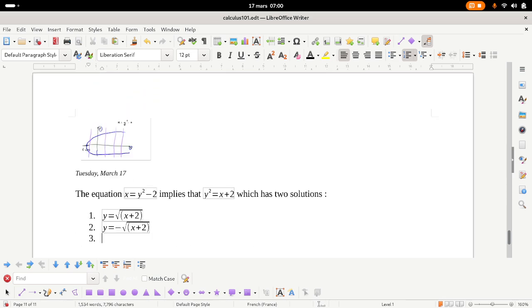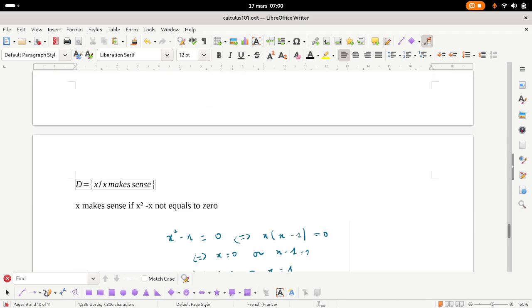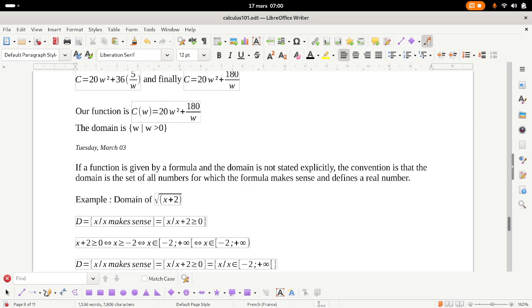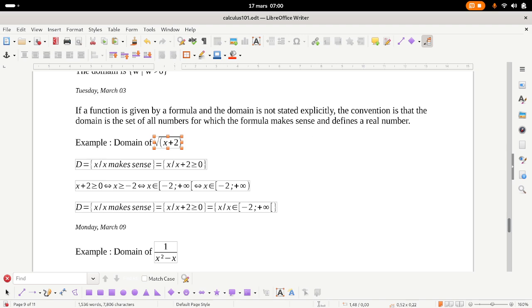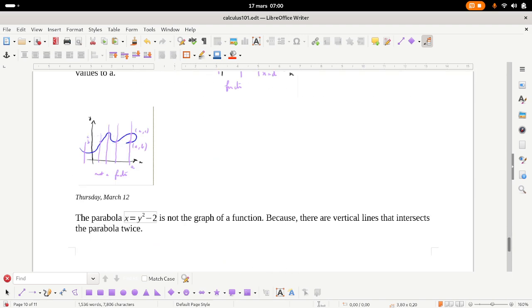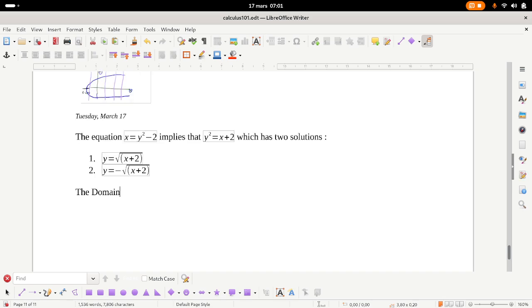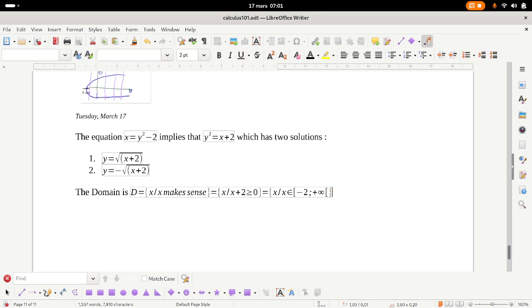Okay, we'll give the domain. We know the domain of a square root function; we have already seen it and calculated it. Where does x make sense? It makes sense when it is this. And now I can draw the function, and we will have two functions.